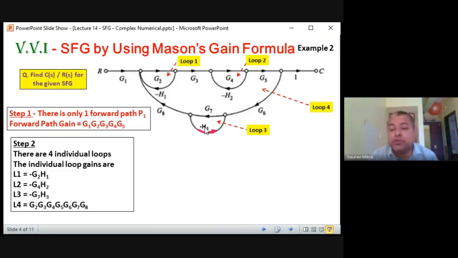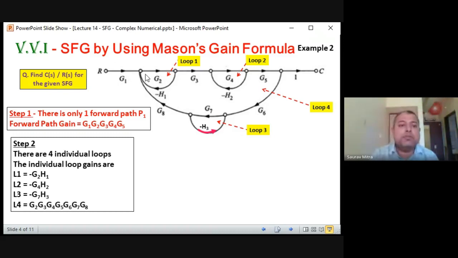Step 2 is for finding individual loop gains. So we are finding there are 4 loops, L1, L2, L3, L4, and their gains are given. And the fourth loop you are finding is G2, G3, G4, G5, G6, G7, G8. It's a very big loop, and this loop 4 actually is touching all the loops.